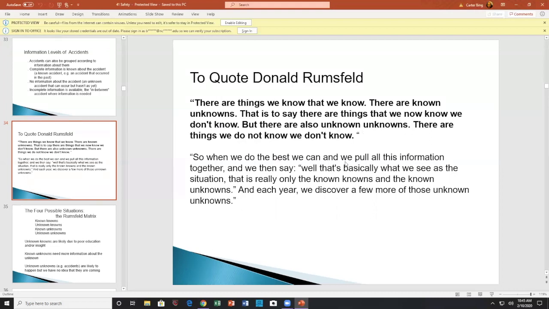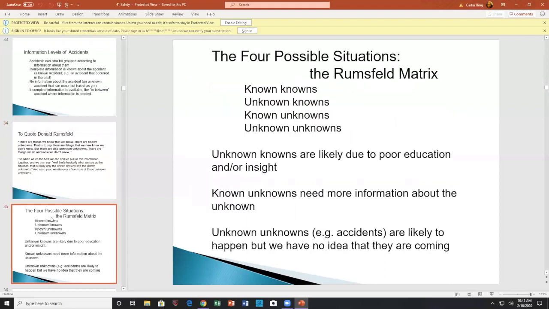So when we do the best we can and pull all this information together, we can say, well, that's basically what we see as the situation. That is really only the known knowns and the known unknowns. Each year, we discover a few more of those unknown unknowns. So if we look at the four possibilities: unknown knowns basically means you're not educated in known knowns. Known knowns means you're educated. Unknown knowns are something that you should work on for the future. And unknown unknowns, you don't have a clue about.